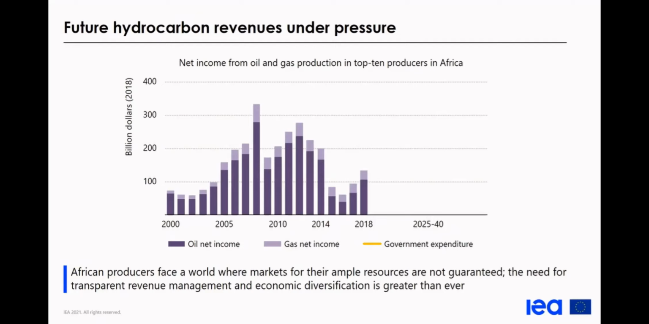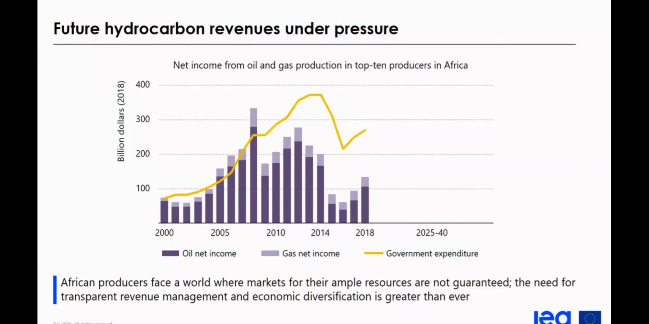What is striking is that there has been a high volatility of incomes over the last 2 decades, and if you link this to government expenditure, you can see that when the revenues went up, government expenditure went up at a rapid pace, but in case of decrease, it was more difficult for governments to decrease their expenditure.